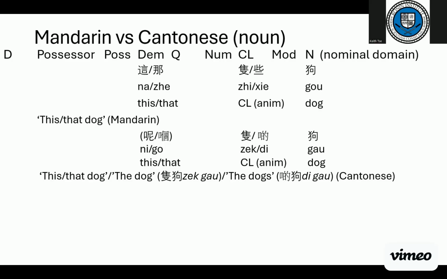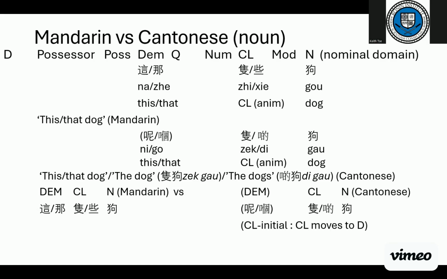Definiteness as well as number, because here, 隻狗 and 啲狗 denote different numbers. In terms of the structure here, in Cantonese, it's possible to leave out the dem and just have the CL as the head of the noun phrase. So what seems to be happening here is that the CL seems to move up to D, the highest structural position in the Chinese noun structure.